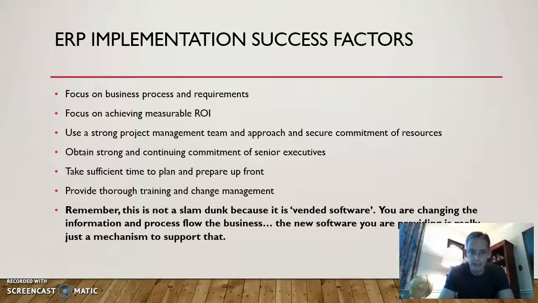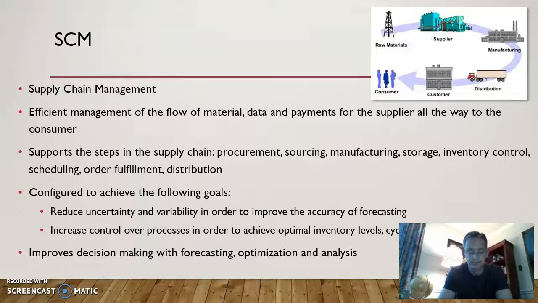Get a strong commitment from senior executives because undoubtedly there will be issues and there will be process changes that have to take place. And when those process changes come up, you're moving people's cheese and they're not going to like that. So make sure the senior executives are on board that in the big picture and the big vision, this is something we need to do. Do the planning, get the change management in place. And remember, most foremost, this is not a slam dunk because it's vended software. You're changing information and process flows of the business. So the new software you're providing is really just a mechanism to support that. All right, and it's going to require a lot of integration and a lot of sort of work on your part to get it done.